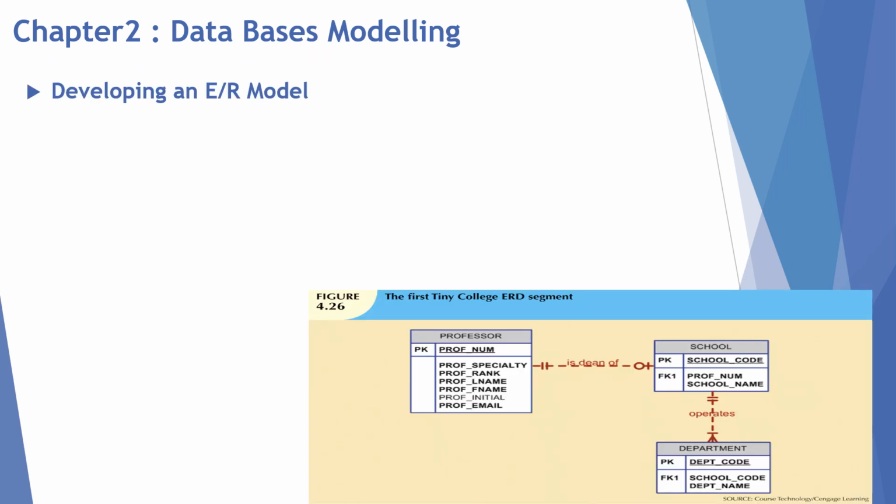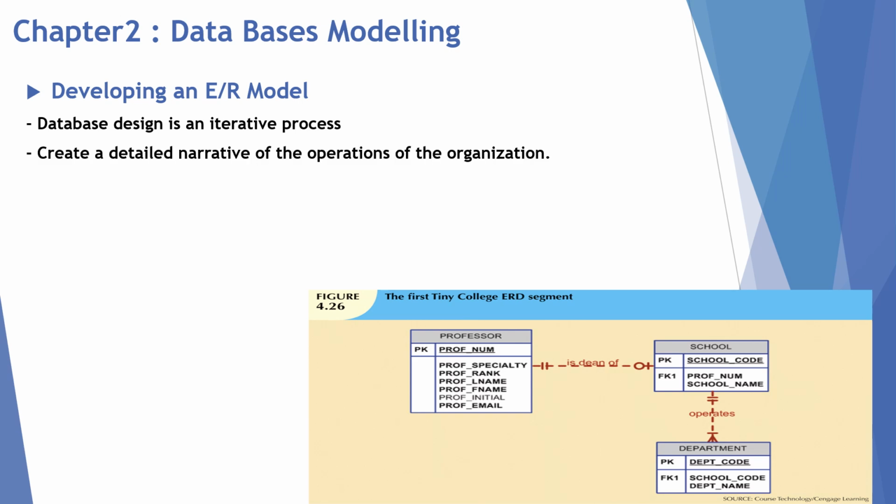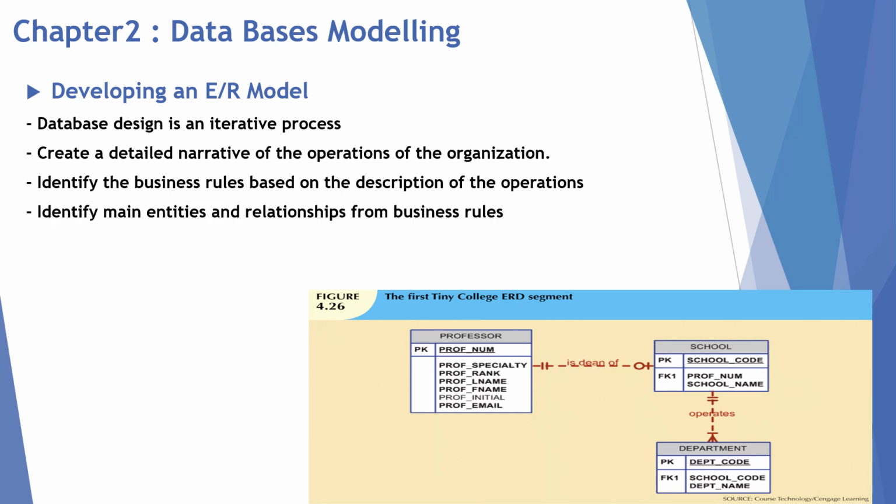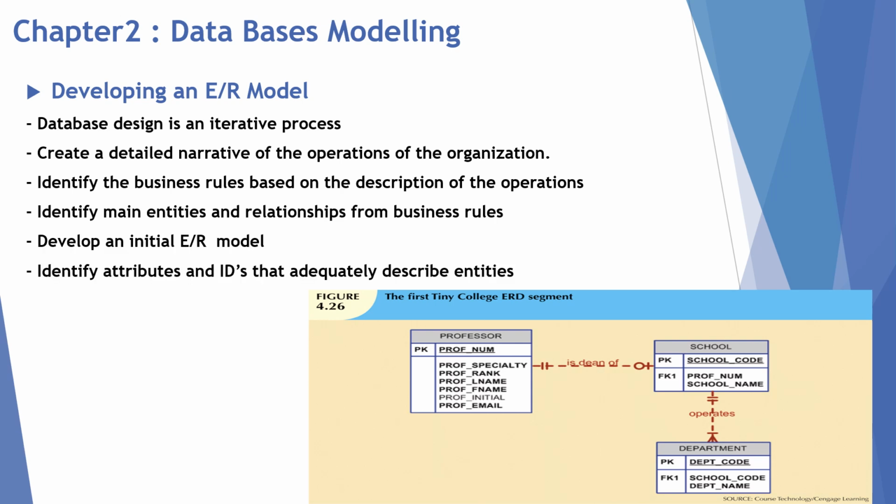In order to develop an ER model, it's important to follow these main instructions. The database design is an iterative process. It's important to create a detailed narrative of the operations of the organization, identify the business rules based on the description of those operations, identify main entities and relationships from business rules, develop an initial ER model, identify the attributes and the IDs that adequately describe entities, and revise and review the ER model.